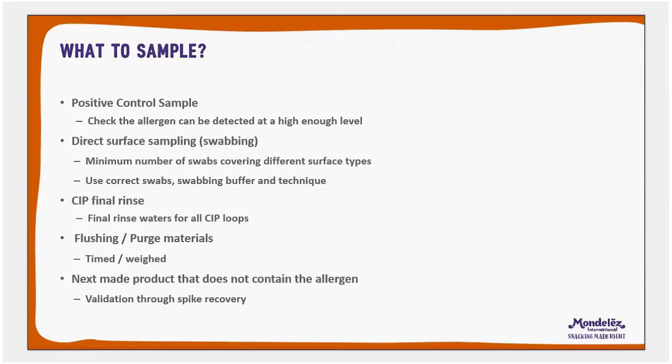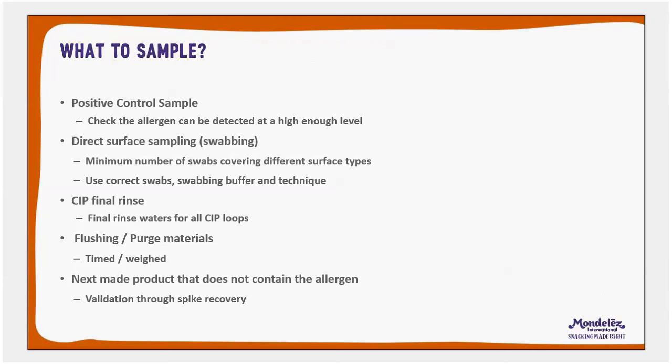When we think about what to sample, it is important that we test a positive control sample. So this is a sample, a matrix that does contain the allergen before you're going to do the cleaning. The reason we need to test a positive control sample is to check that the method of choice is good enough at detecting the allergen at a high enough level. Once you've done the cleaning, you're then going to take almost certainly some direct surface swabbing samples. Now, you want to take as few number of samples as possible that can answer the question, are the surfaces cleaned effectively?